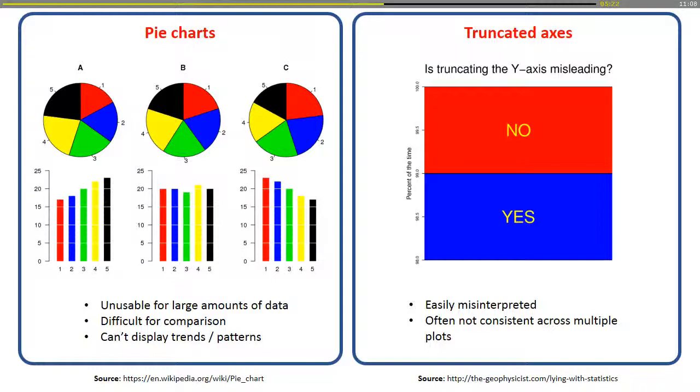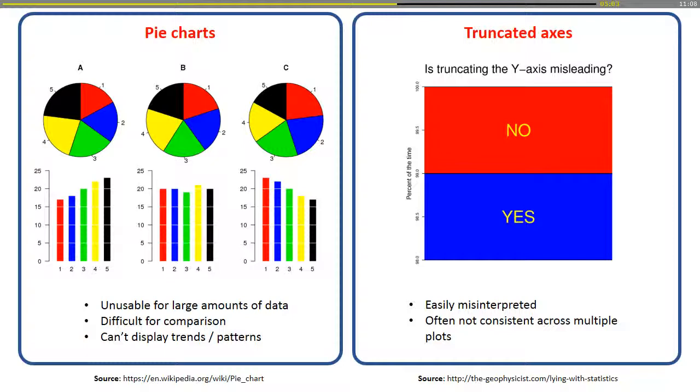They can only be used for a very small number of groups. They're very difficult for comparison, and they don't display trends or patterns. And you can see about the comparison here, those 3 pie charts look very similar, but they are showing very different trends.